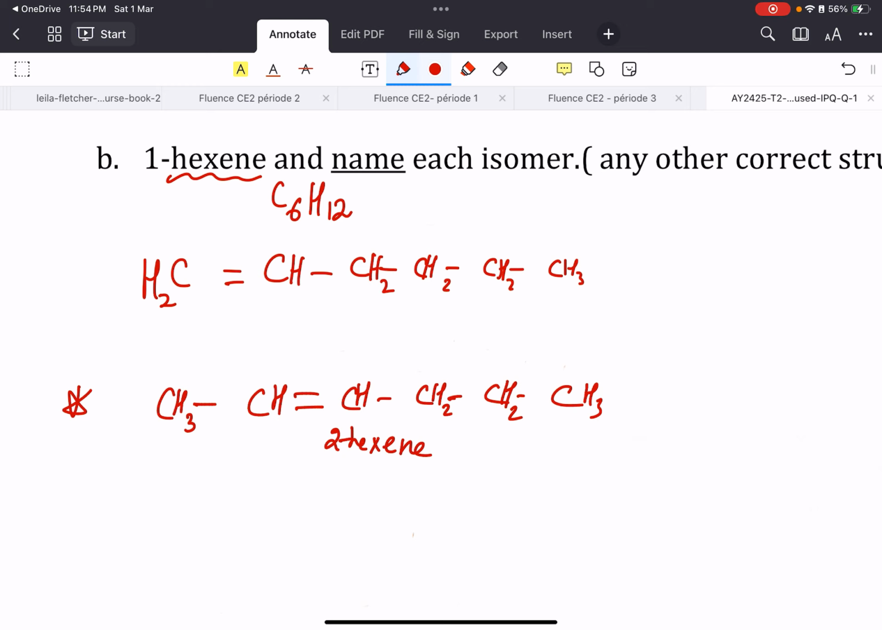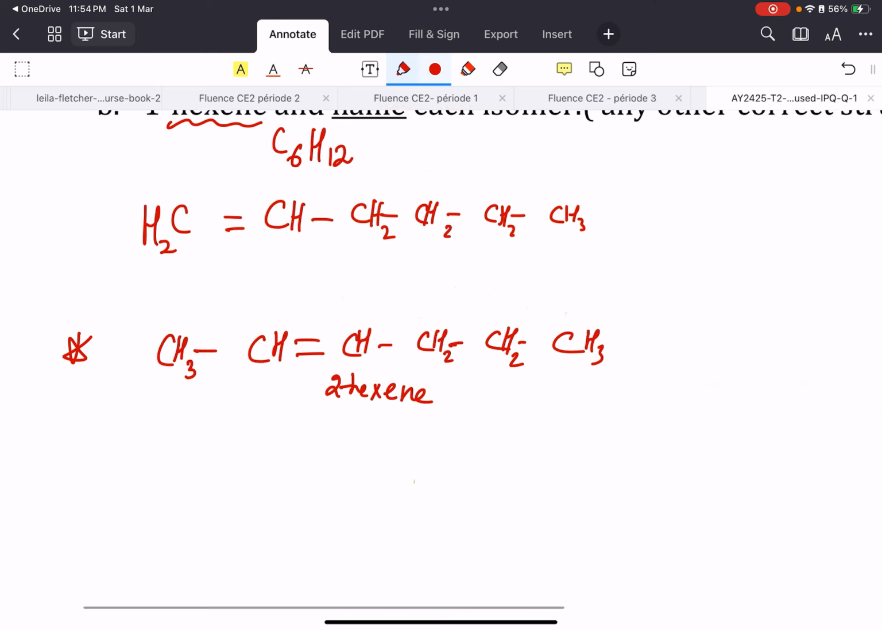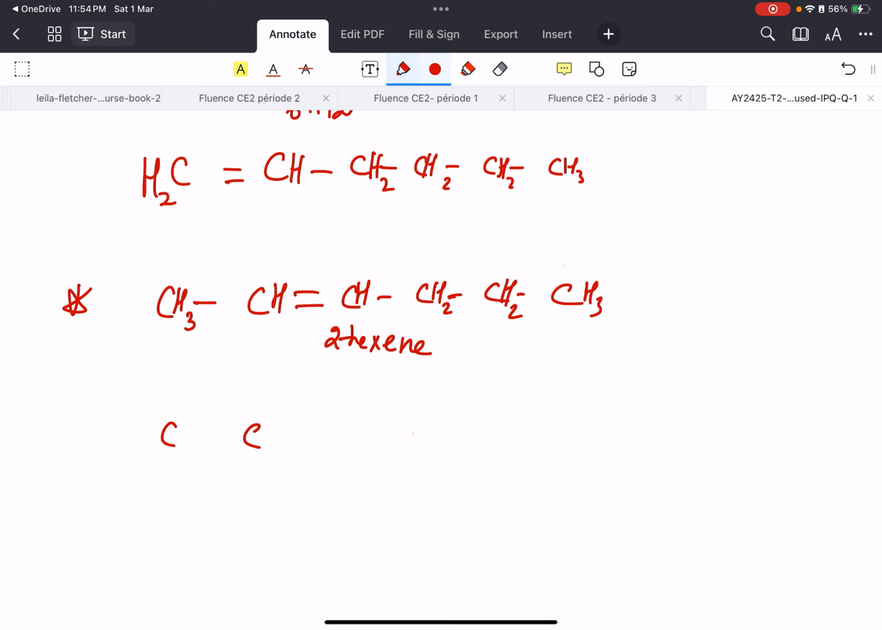Now, instead of 2-hexene, I can do 3-hexene. 1, 2, 3, 4, 5, 6. That is 3-hexene. The rest of the bonds are single bonds.